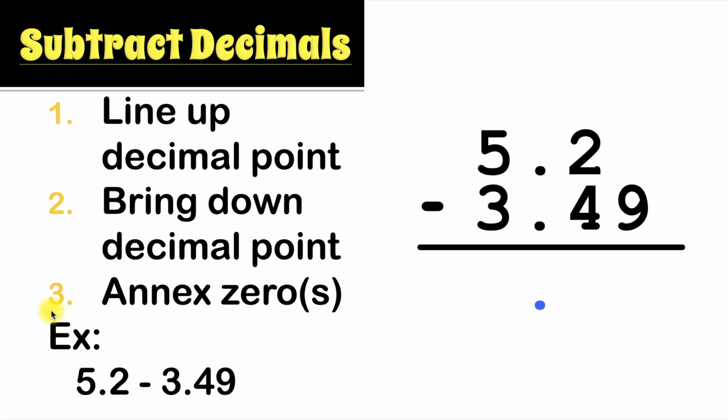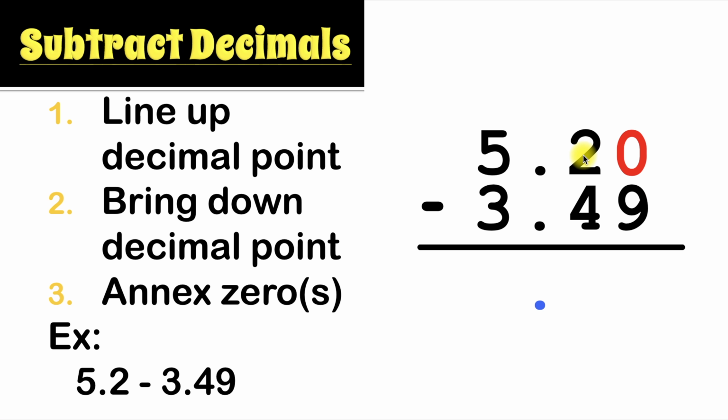And now we can go to step 3, which is to annex zeros. That word annex might look a little bit tricky. It just means that if you look at your decimal point, and if you look to the right of your decimal points and see any blank spaces, you place a 0 there instead. Since there's a blank space right above 9, we'll place a 0 right here.